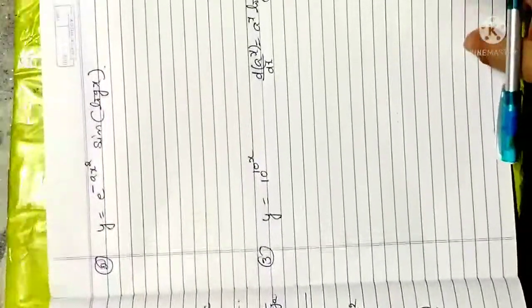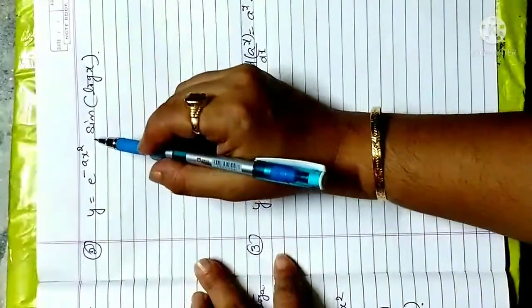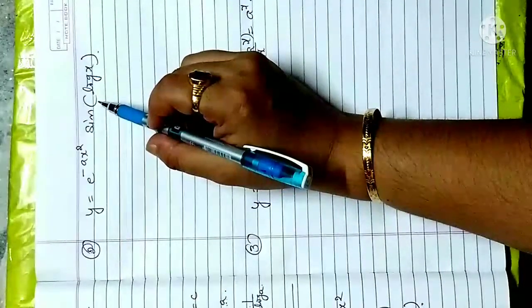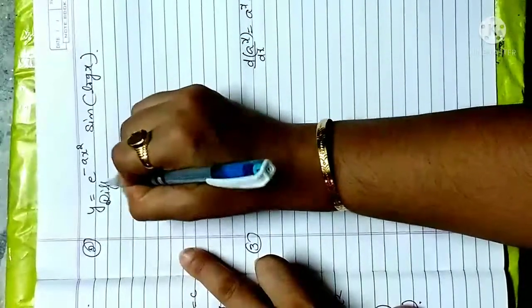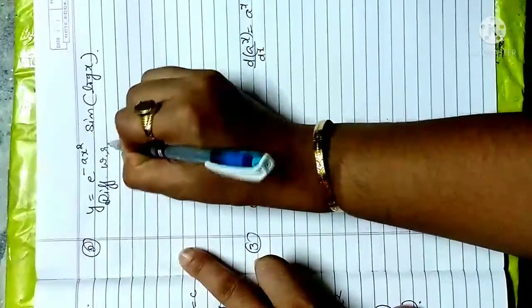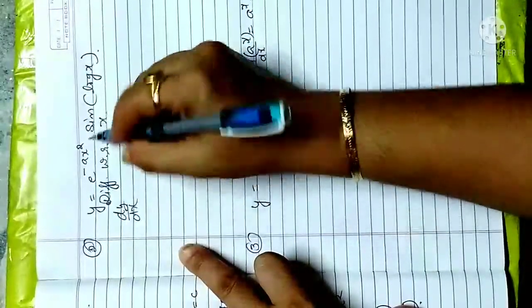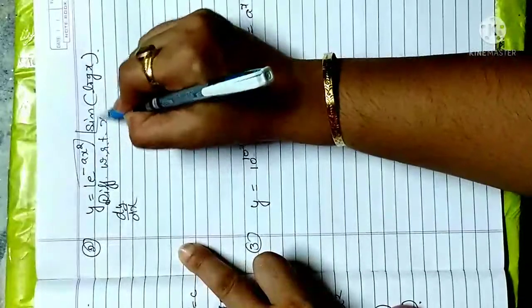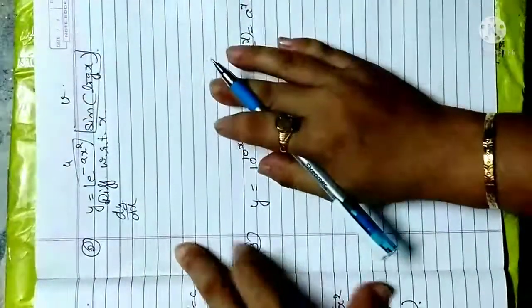So that is my answer. Now my next question is: if y is equal to e raised to power minus a x square, here is a negative term, minus a x square, then sine log x. So how do you differentiate this one? Now differentiate with respect to x, dy by dx. Here we go with the u into v method. These are the two terms going to multiply, so this is u and this is v.